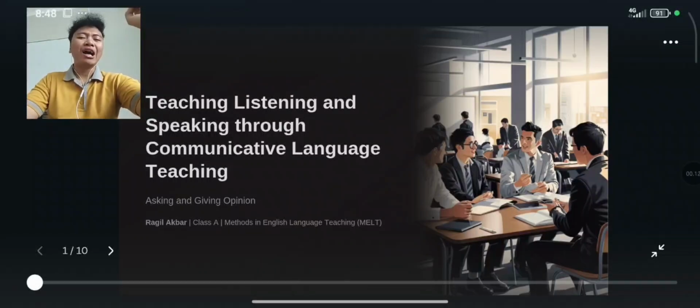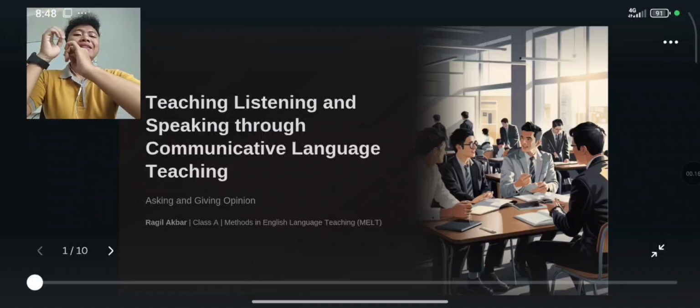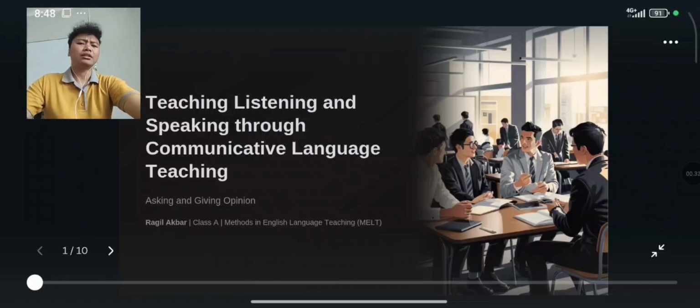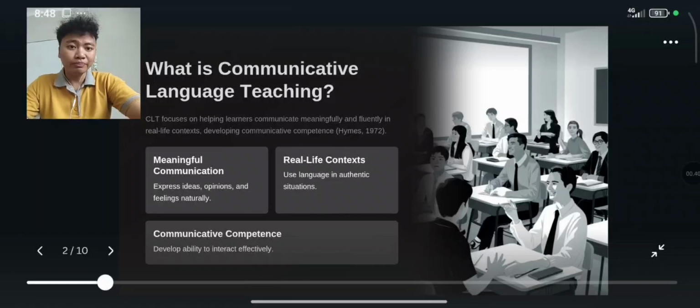And right now, I would like to explain about CLT, Communicative Language Teaching. Alright, let's get to the point. First, what is CLT? CLT is focused on helping learners to communicate among each other.